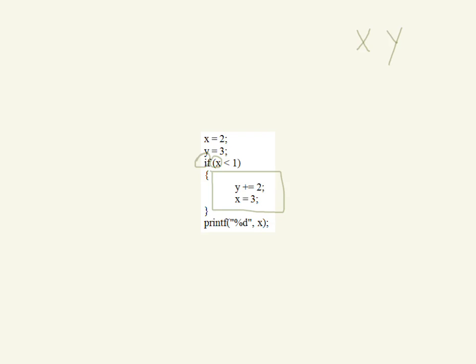X and Y are all the variables used in this problem. Give them values as I go through the problem. Y is 3. Now, in this case, X is not less than 1, so this is a false statement. That means I skip over everything in this block and go right down to the following statement that follows the block. And again, the printf has no effect on the values of my variables, so I end up with x of 2 and 3 and y having a value of 3.